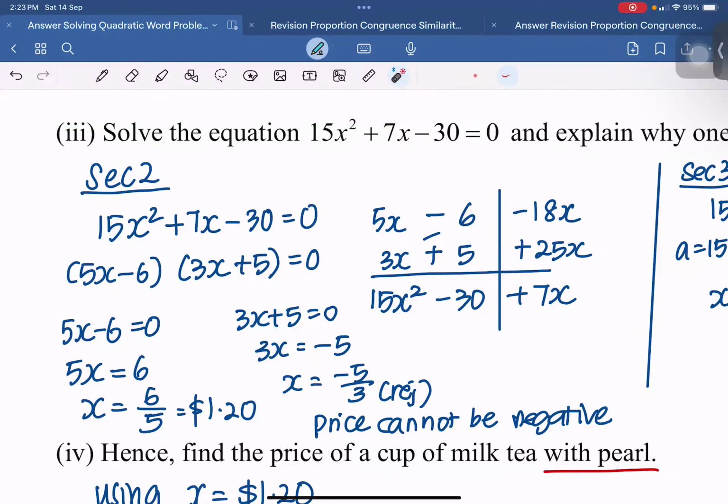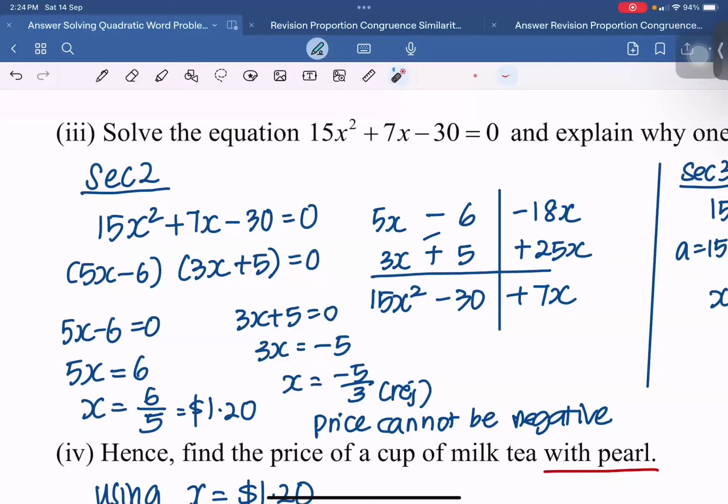Where do we get the number in front of x squared? A is what number? 15. Then B is? 7. C is? 30. Are you sure it's not 30? Negative 30. So C is negative 30. Thank you very much. So key this into your calculator.